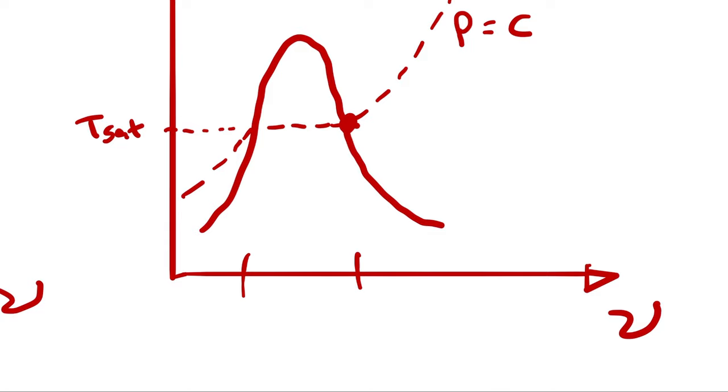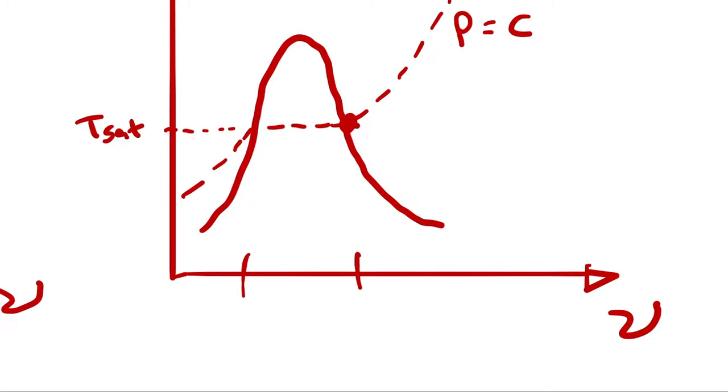If our specific volume is less than the saturated liquid specific volume corresponding to our pressure, then we must have a compressed liquid. If it's in between the two, we must have a saturated liquid vapor mixture. If it's greater than the specific volume of a saturated vapor, then we must have a superheated vapor. If it's exactly equal to the specific volume of a saturated liquid, it must be a saturated liquid. If it's exactly equal to the specific volume of a saturated vapor, it must be a saturated vapor.